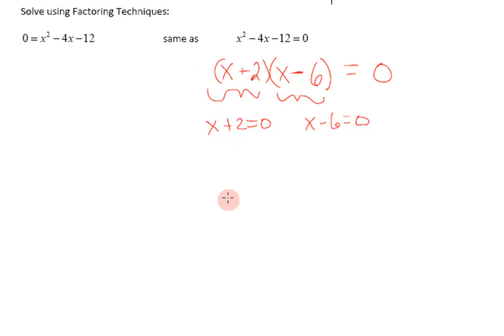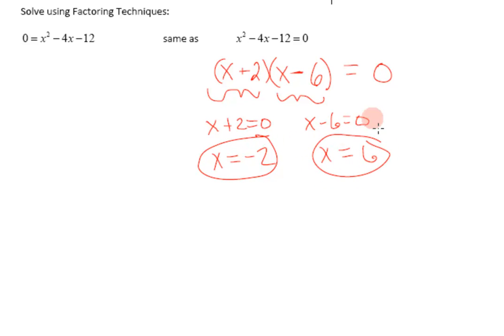Now what x creates that 0? Well, x equal to negative 2, I just solved it, and x equal to positive 6. I just solved this one right there.